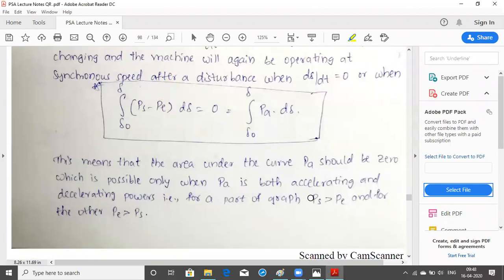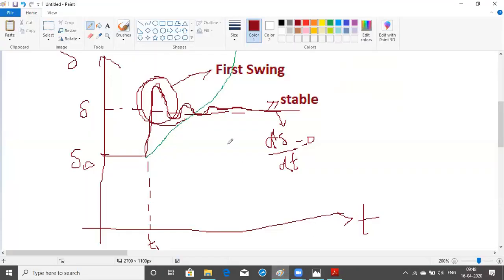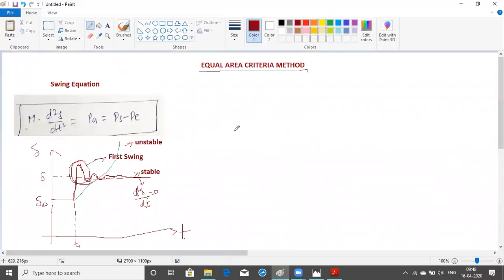So these are the two things. I will explain this one by considering one example. Here, in the equal area criteria method, the area under the accelerating power PA should be equal to 0. That indicates the integration of PA d delta should be equal to 0, right?